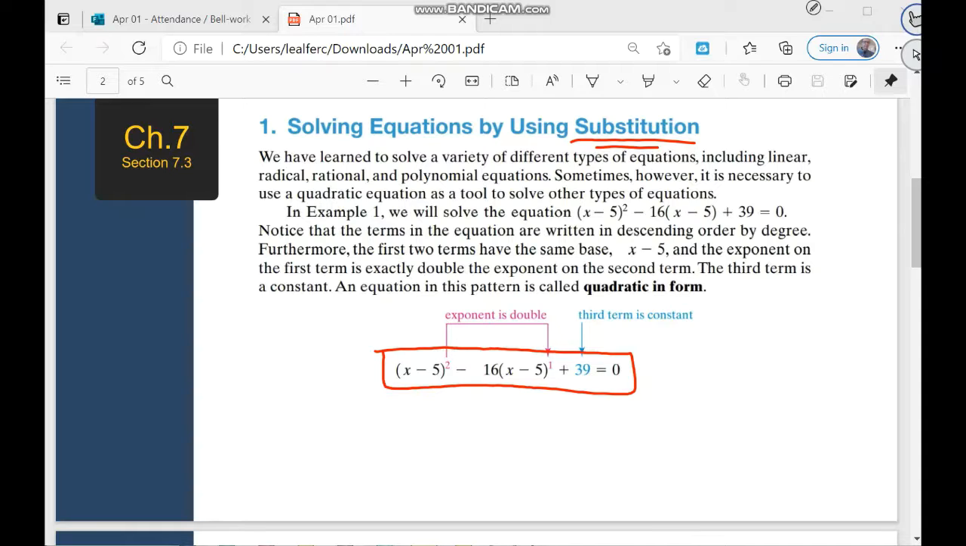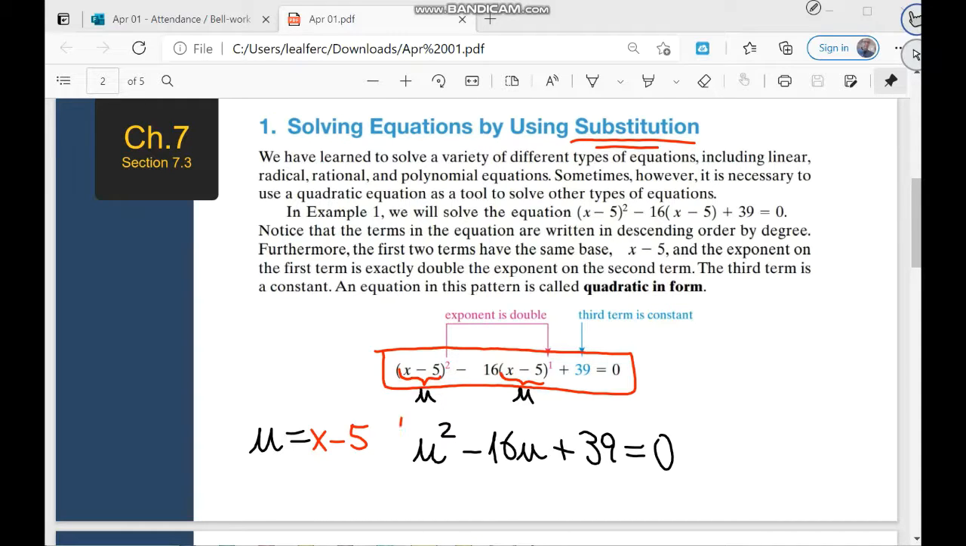What we will do is just assume a variable, any letter, any variable. I will say, let's use u. You're going to assume a variable u, because I'm noticing we have x minus 5 here and x minus 5 there. So we can make u equal to x minus 5. Okay? Now we plug into the equation. We're going to substitute x minus 5 by u. We have u squared minus 16u plus 39 equals 0, right?